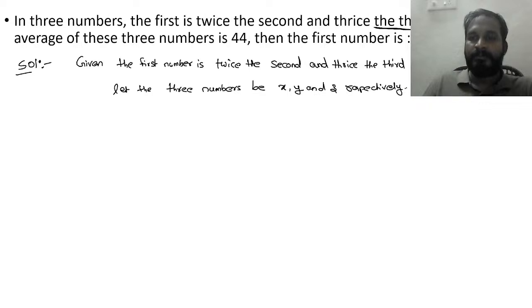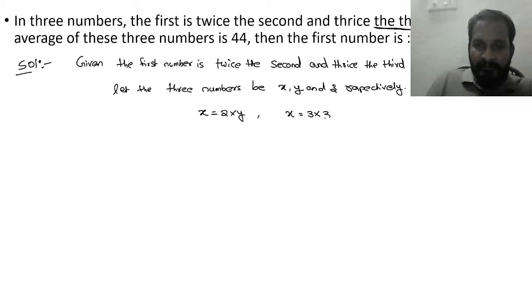Now, from the given question, the first is twice the second, right? So x is equal to 2 times y, and the same first is thrice the third, x is equal to 3 times z. So x is equal to 2y and x is equal to 3z. If you want, then y becomes x by 2, and z becomes x by 3. Z is x by 3.